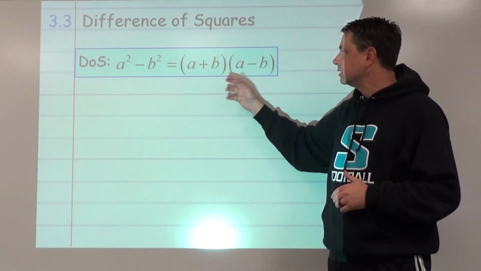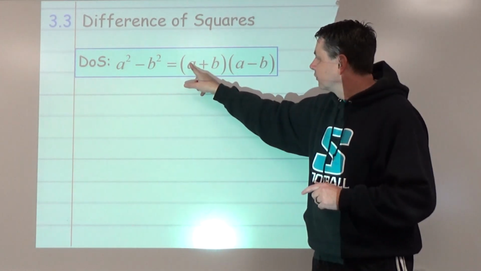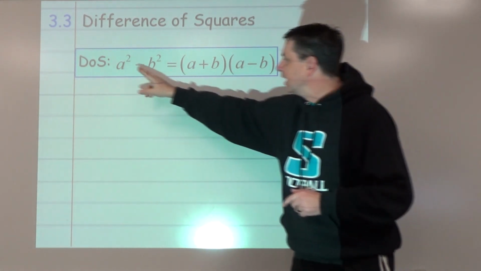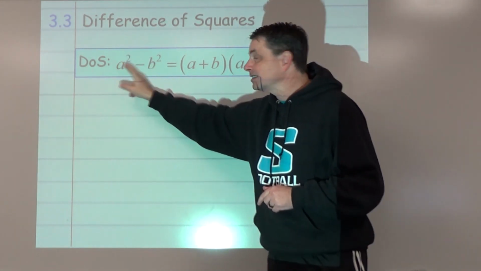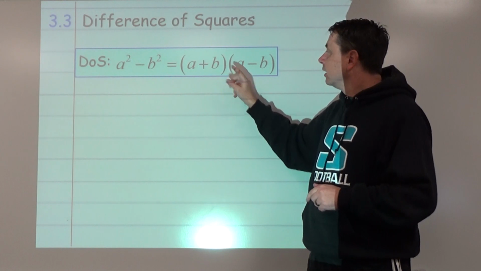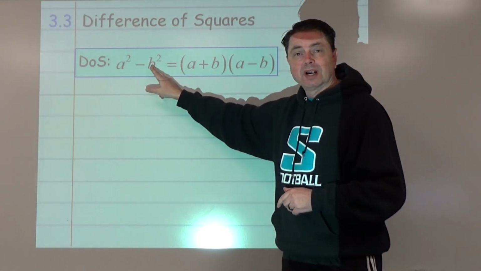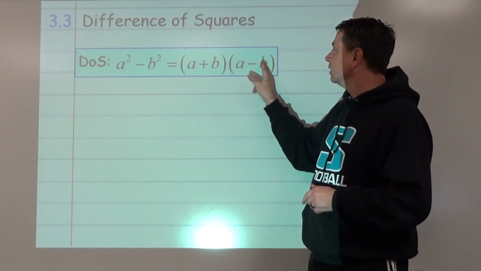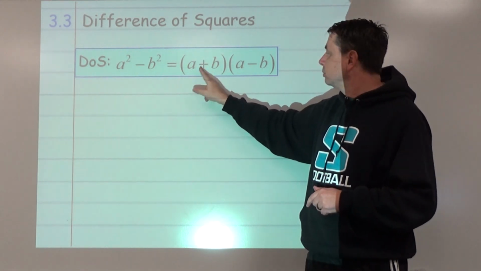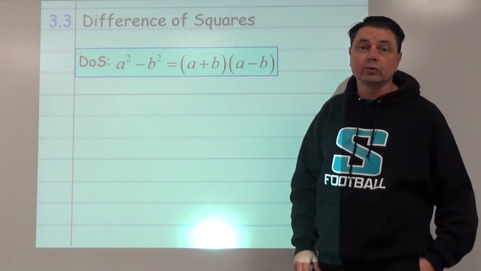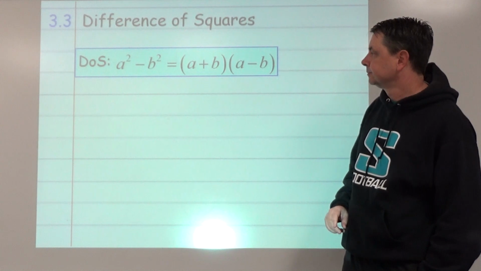Two sets of parentheses. The key here is the fronts have to be the same. So whatever we squared to get this, that goes here. The backs are the same. Whatever was squared to get this goes here and here. And the signs are one's a plus, one's a minus. It doesn't really matter which one's which.